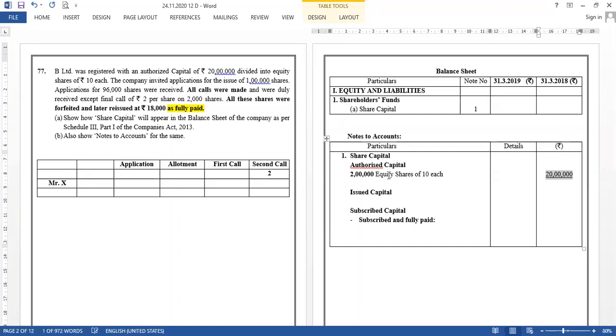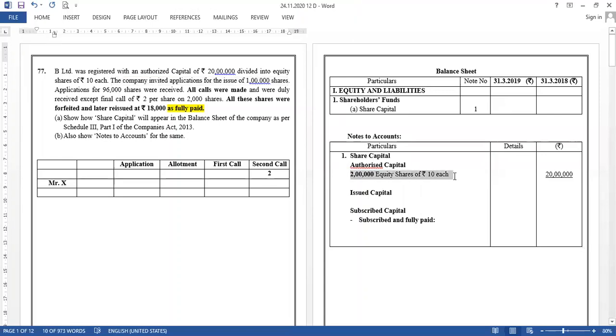And as I have told you, please have a double line over there. मेरे लिए फिलहाल डबल लाइन करना पॉसिबल नहीं है, तो अंडरलाइन करके मैं छोड़ देता हूँ, but you please make a note, you have to double line over there. Okay, so 2 lakh equity shares of 10 each, rupees 20 lakhs with double line, not to be counted for the total. Company invited applications for the issue of 1 lakh shares.